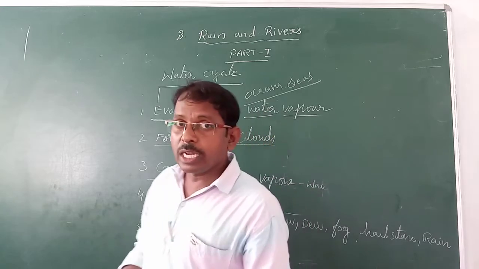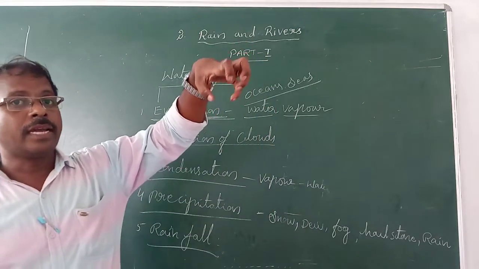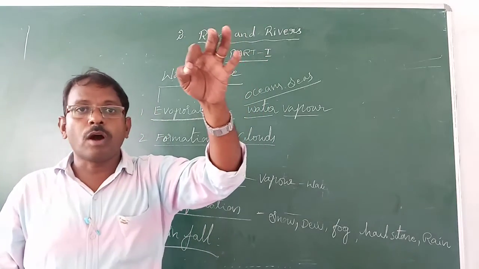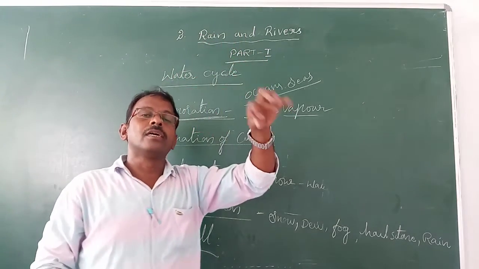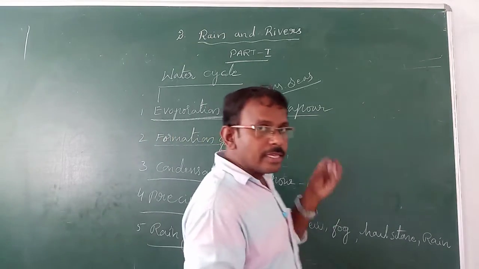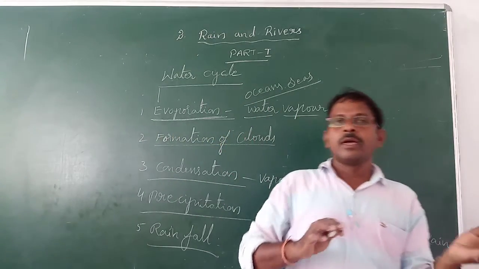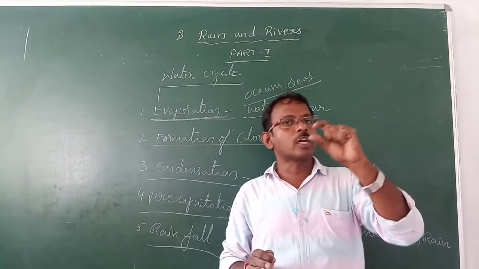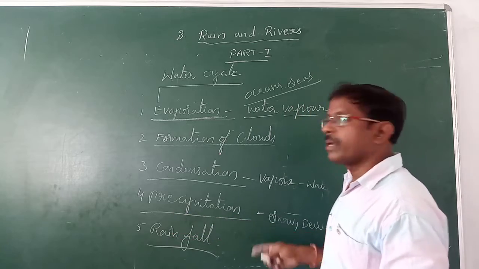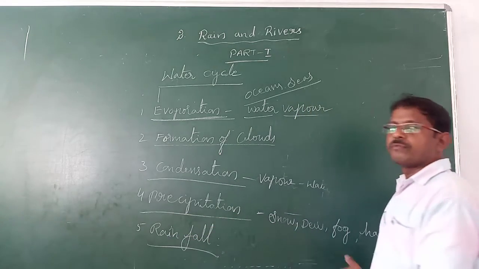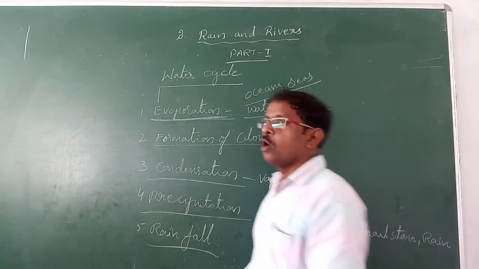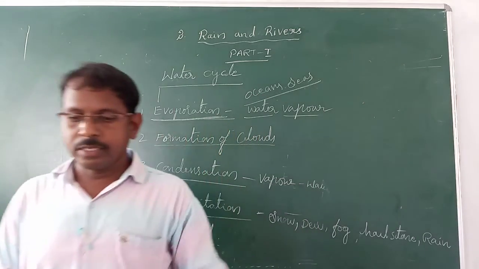When the water vapor reaches the sky, it changes into small tiny droplets, together with dust particles and smoke. Then they form clouds. These clouds, cooled by the cool air, condense into water droplets and fall on the earth in different forms. That is called precipitation. Then the rainfall reaches the ground. This is the water cycle.